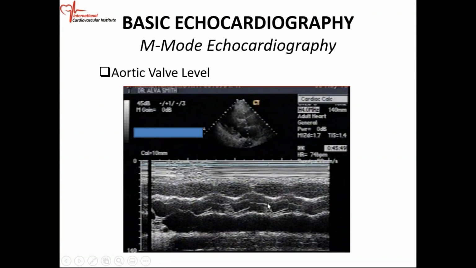Important, you need to look at your closure line. This line is supposed to be in the center of this triangular or box-like configuration. So this line is supposed to be in the center. If it's off-center, then it's telling you that there's some pathology to the aortic valve.